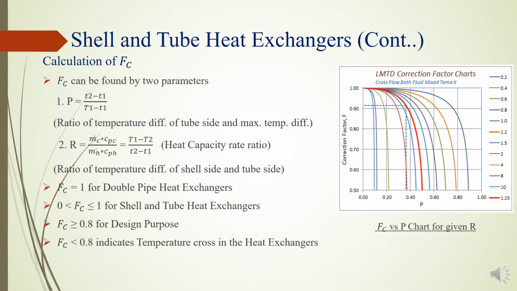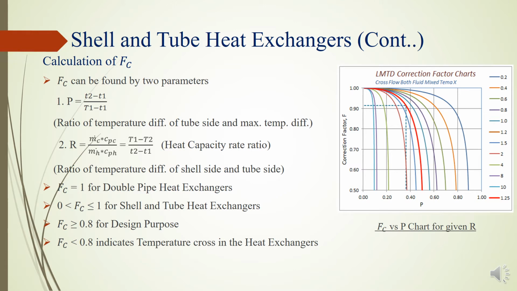The correction factor can be found by two parameters. First is the temperature effectiveness, that is P, and the second one is the heat capacity ratio, that is R. Here, small t1 and small t2 are the temperatures of the tube side stream, and capital T1 and capital T2 are the temperatures of the shell side stream. So P, the temperature effectiveness, is defined as the ratio of the temperature difference of the tube side to the maximum temperature difference, that is the difference of capital T1 minus small t1. In the same way, the heat capacity ratio is equal to the ratio of the temperature difference of the shell side and the tube side.